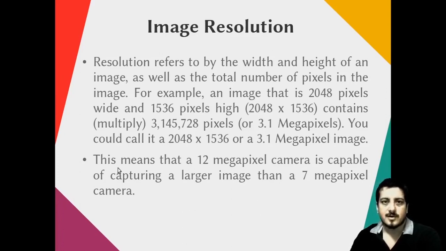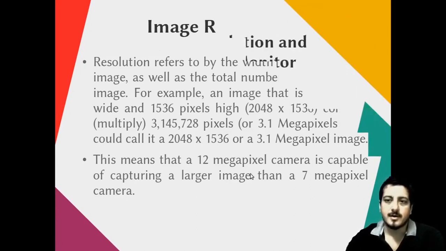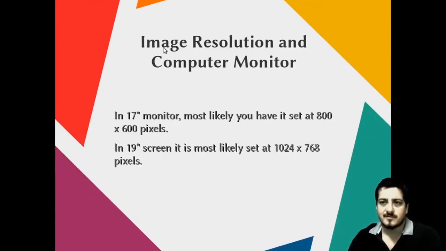Okay, so it further implies that a 12 megapixel camera is capable of capturing a larger image than a 7 megapixel camera, with more clarity. With more clarity, that is more important. Okay, now the next term is image resolution and its connection with our computer monitor.